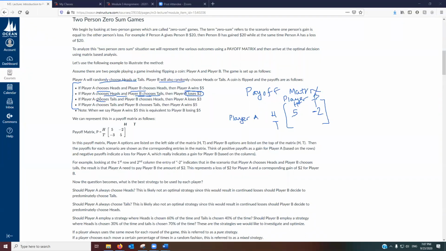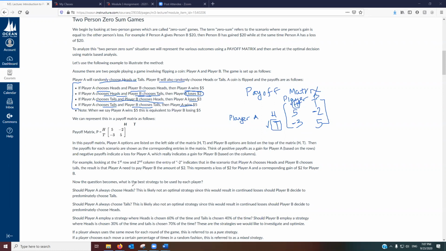How about this one? If player A chooses tails and player B chooses heads, then player A loses $3. The game says player A loses $3. So I'm going to put -3 there. And the last one is player A is tails, player B chooses tails, player A wins $5. So I'm going to put a $5 here. All right, so this is the payoff matrix, it's called. It's really telling you what payoffs result based on some combination of events.